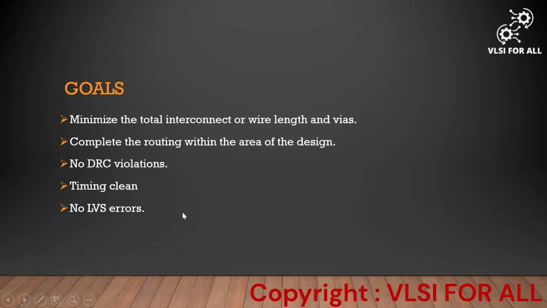Goals. So in routing, what goals do we maintain? Minimize the total interconnect or wire length and wires. After doing the routing, which means connecting the standard cells to the power rails and to the ports we are communicating with, the total interconnect wire length should be minimum. Complete the routing within the area of the design. Whatever area is left for the routing, it should be done in that particular area only. That is our goal. In that case, utilization will also be better.